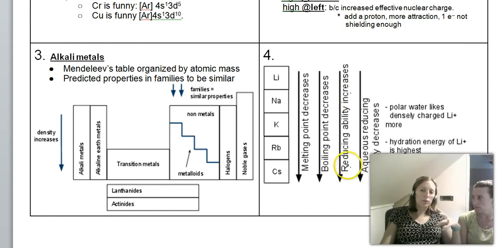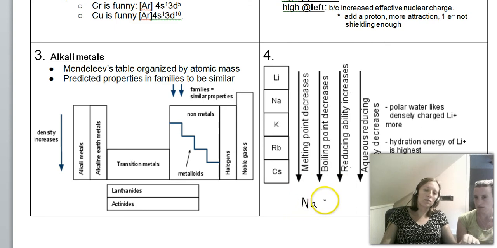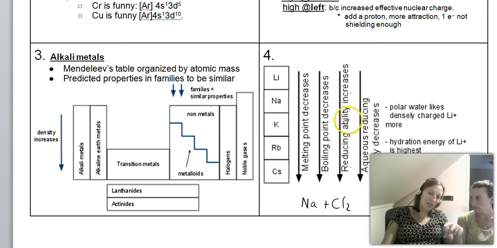But it's important to remember that what they're talking about here, the reducing ability, is when you're dealing with a regular reaction that is not taking place in aqueous solution. So, for example, if you are talking about sodium reacting in a chlorine gas environment, that's the type of reaction that has this trend, the reducing ability increases. So, for example, potassium would do that much more energetically than sodium would.